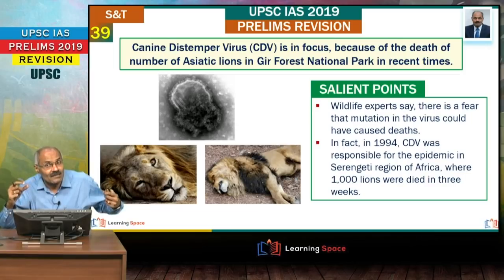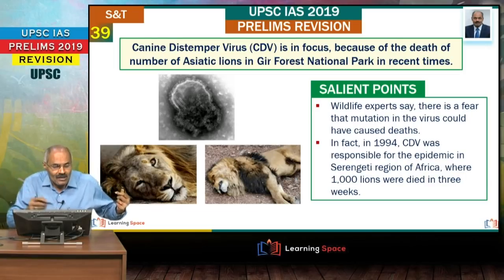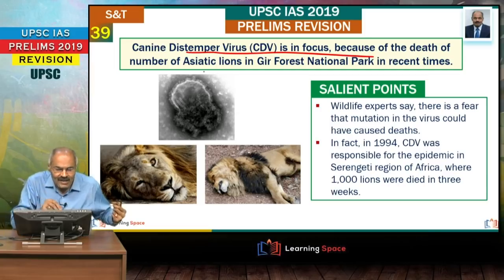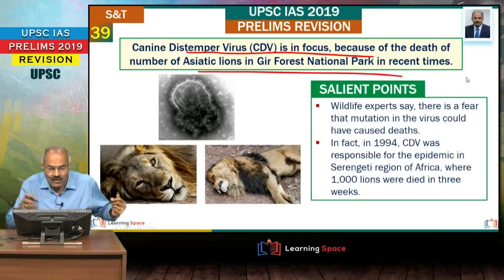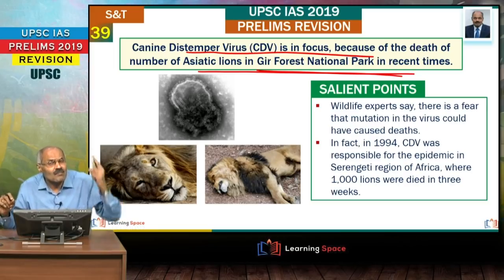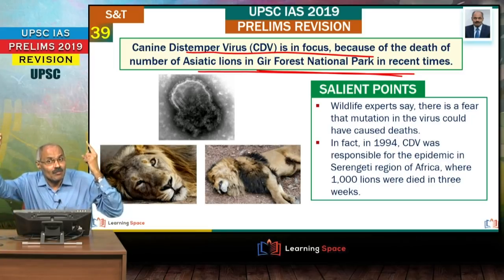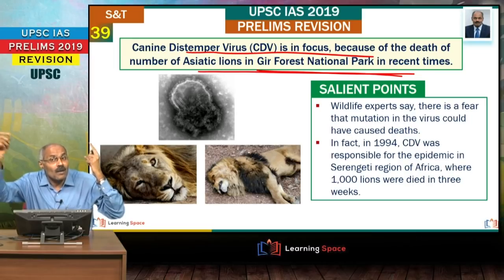And let us look at the next one. This is a most important news item. Canine distemper virus is in focus, and this is considered the reason for the death of a number of Asiatic lions in Gir Forest National Park in recent times, right? Sometime back, the Supreme Court stated, please shift some of the Asiatic lions from Gir to Palpur Kuno Sanctuary, but the Gujarat government did not agree. And from your exam perspective, Palpur Kuno Sanctuary is in Madhya Pradesh, don't forget.